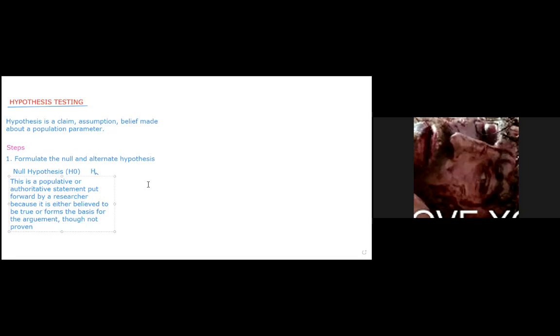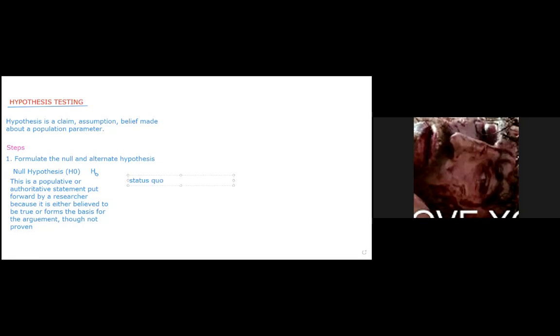So it is an authoritative statement put forward by the researcher. Why? Because it is believed to be true, because that is what a lot of people know, and that is what we all know. So it is also called the status quo. The null hypothesis is also called the status quo.